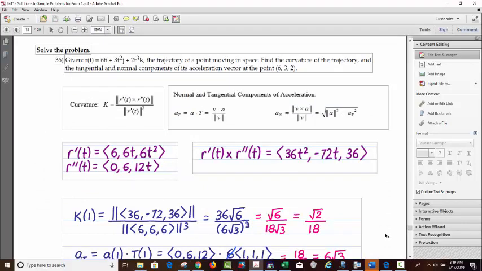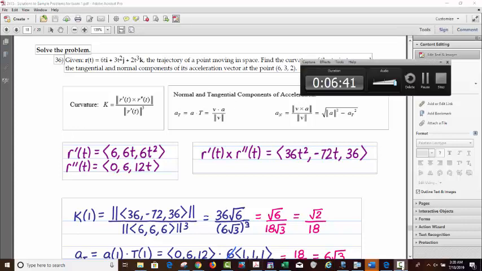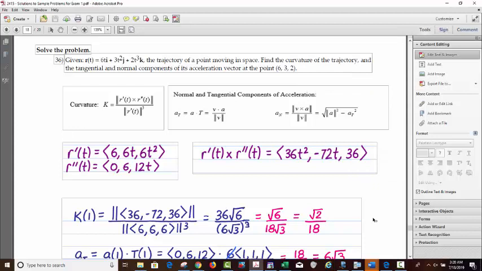Problem 36. So we have a position function, and it wants to know the curvature, and then the tangential and the normal components of acceleration also at the point (6, 3, 2). Now, most of these problems will usually tell you t equals a number, but I like this because it gives a little different twist to this, and this was in my notes with one of the examples, at least I know one of them, but probably more.